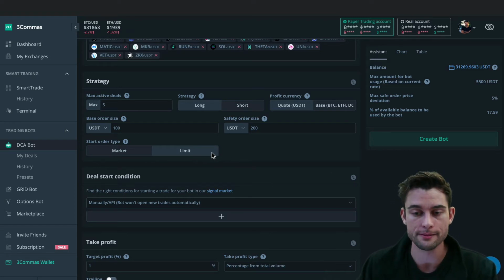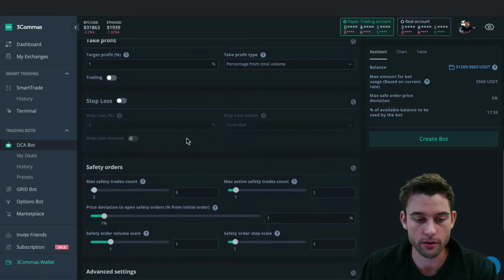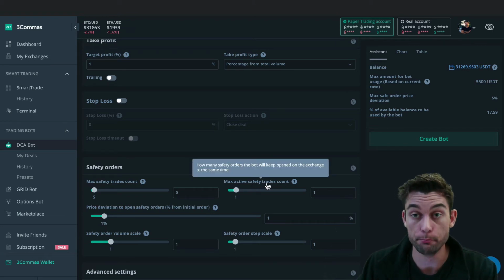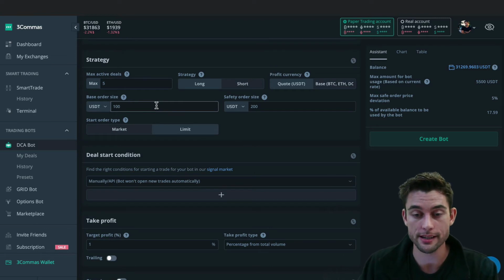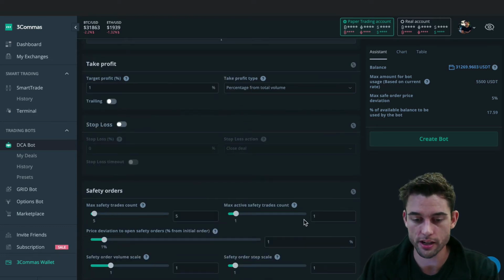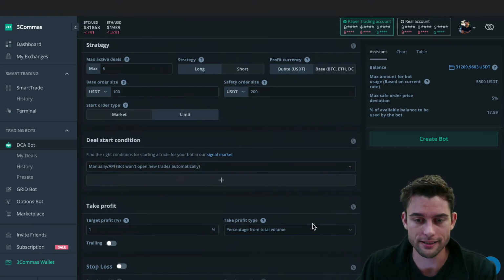If you choose limit order, what this means is that once your base order gets hit, the bot will put on however many limit orders you choose. And you could actually choose that somewhere down here. You could choose the max active safety trades count. This is how many safety trades the bot will put into the order books. So if you have a limit right here, then as soon as your base order gets hit, the bot will automatically put on at least your first safety order in the books. Of course, you could change this from 1 to basically however many are available to you based off of how much money you have in your account and your particular strategy and everything like that. So I'm leaving this at 2. We'll come back to that in just a little bit.